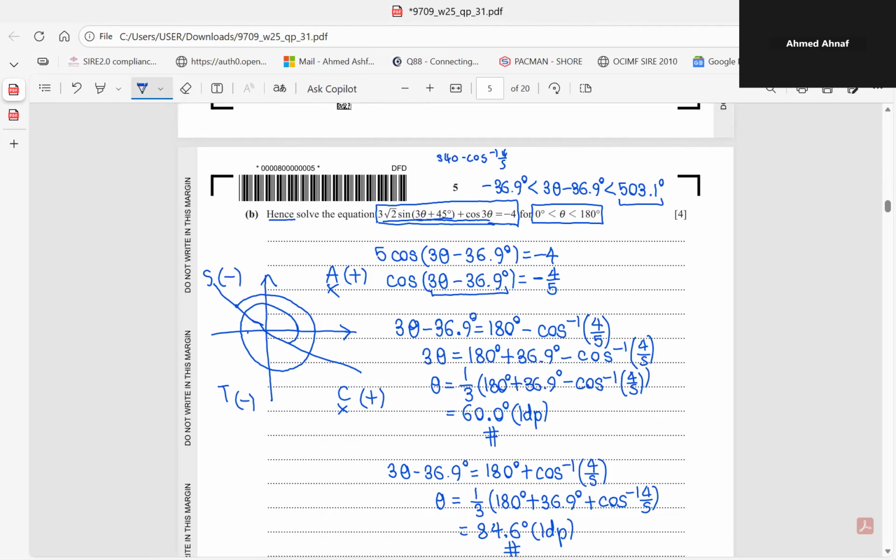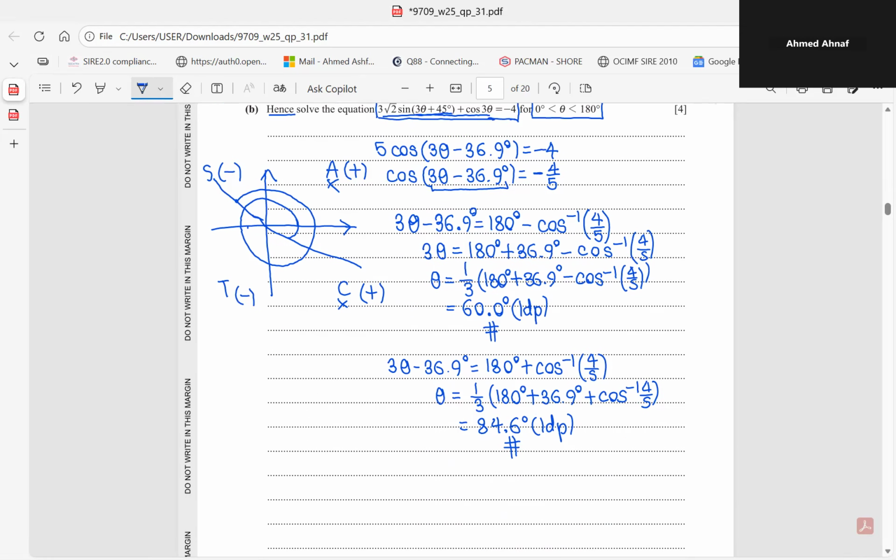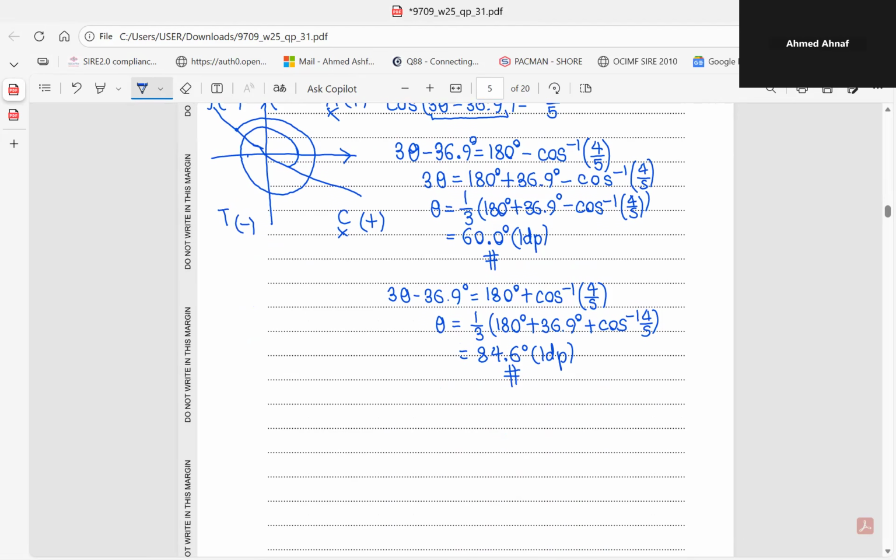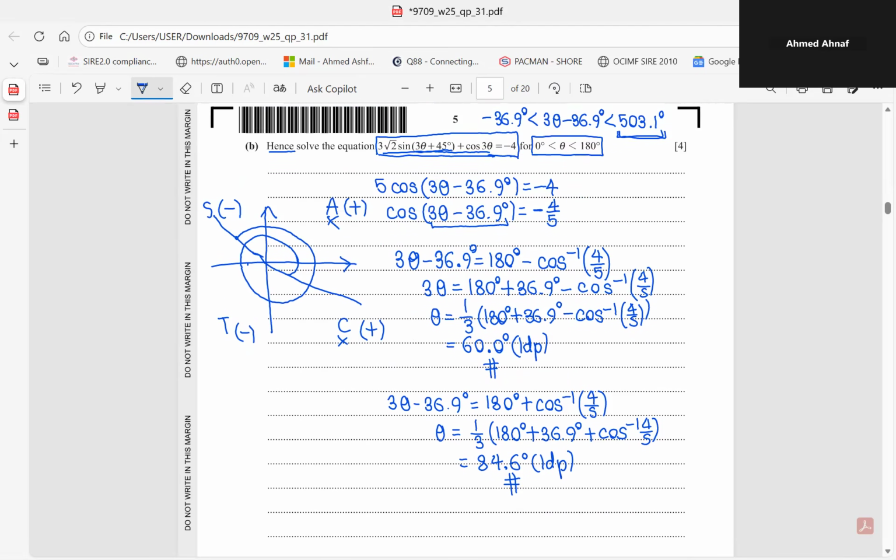Okay, it's actually exactly 503.13, which is exactly the upper bound of our domain for 3 theta minus 36.9. So yeah, I don't think we're supposed to take it because it's out of range. So this would be our final two answers, 60 degrees and 84.6 degrees.